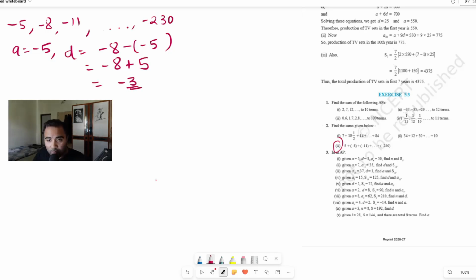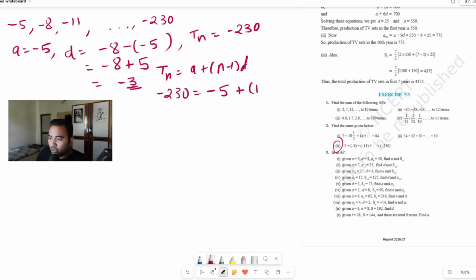So we know the common difference. We know the first term and we know the last term, that is minus 230. So there is only one formula that we have, that is Tn is equal to a plus n minus 1 d. So we'll write minus 230 is equal to a is minus 5 plus n minus 1, common difference is minus 3. Okay, minus 230 is equal to minus 5 minus 3n plus 3.